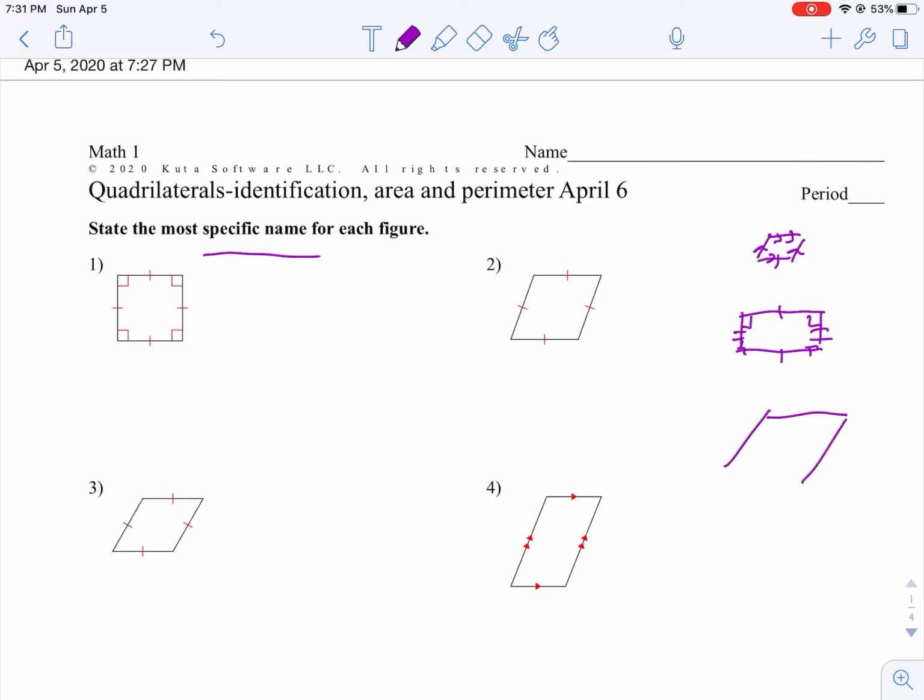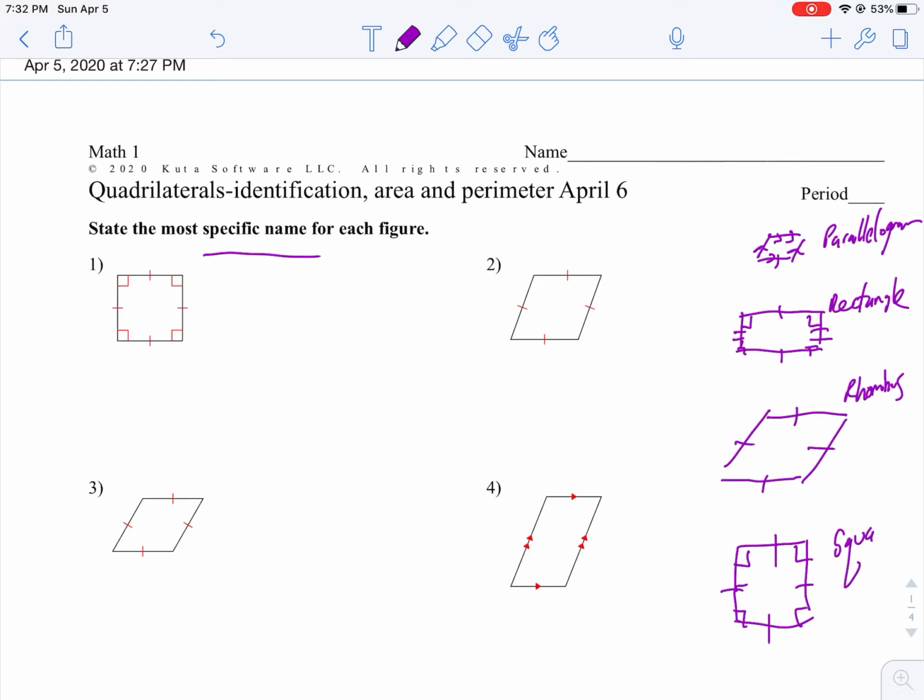Then we have a rhombus, where the opposite sides are not only the same, but all four sides are the same, but not all four angles are the same. All right, so we have parallelograms, rectangle, rhombus, and then we have the square, where all four sides are the same, all angles are the same, and opposite sides are all parallel to each other.